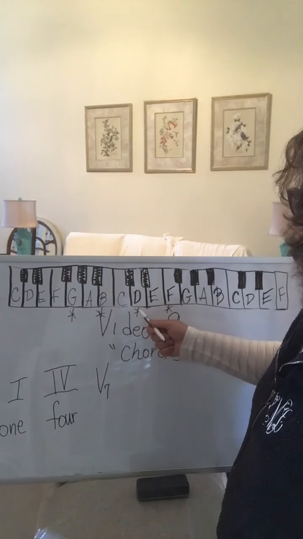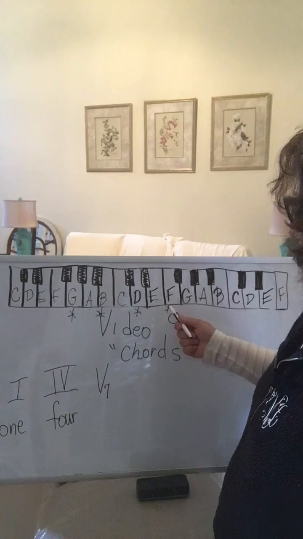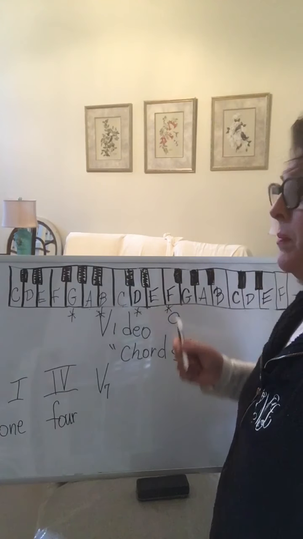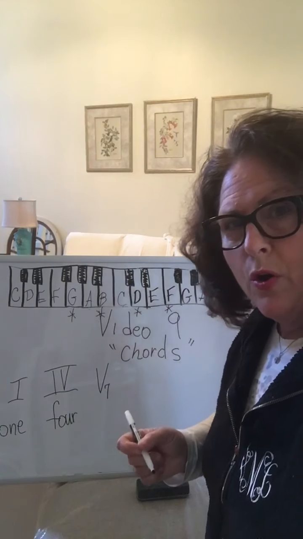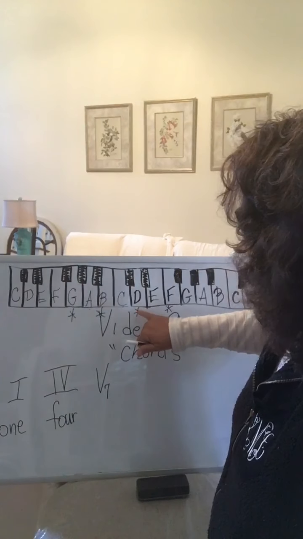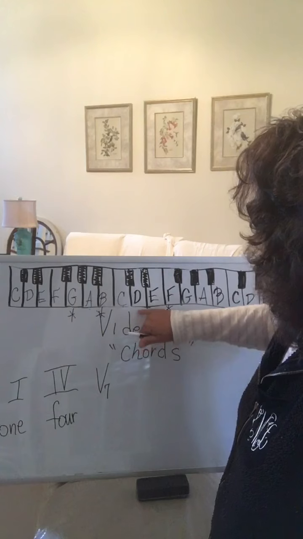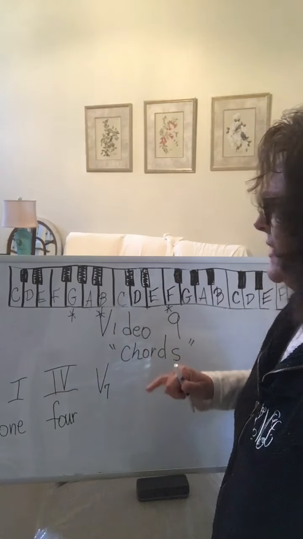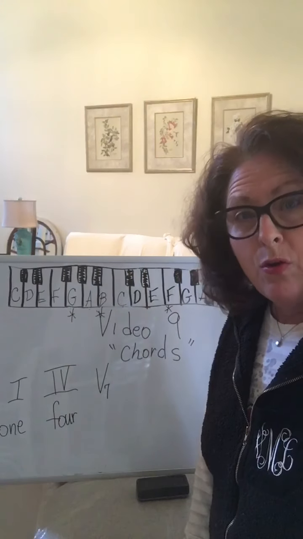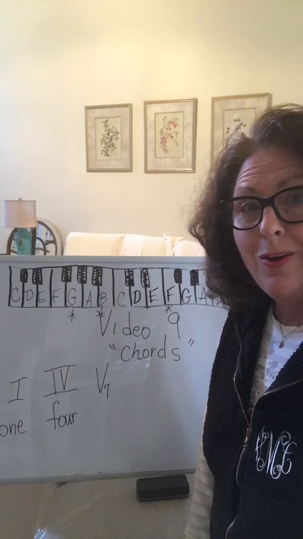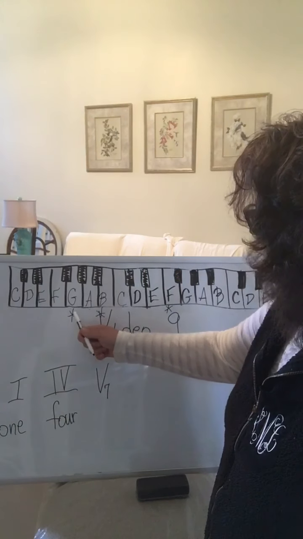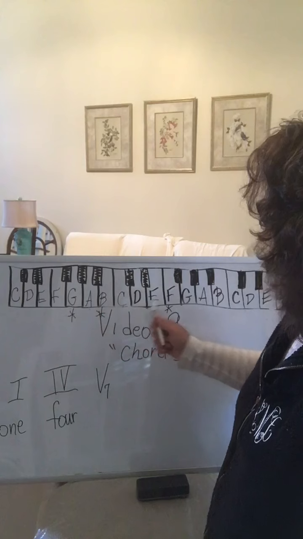G, B, D, F. Now when we actually play that chord, we're going to leave the D out because, just for convenience sake, it's easier to play the chord and we still have 3 notes. So this is going to be G, C, and F.